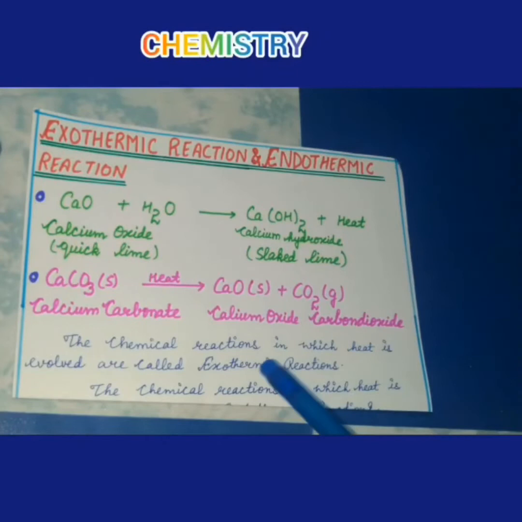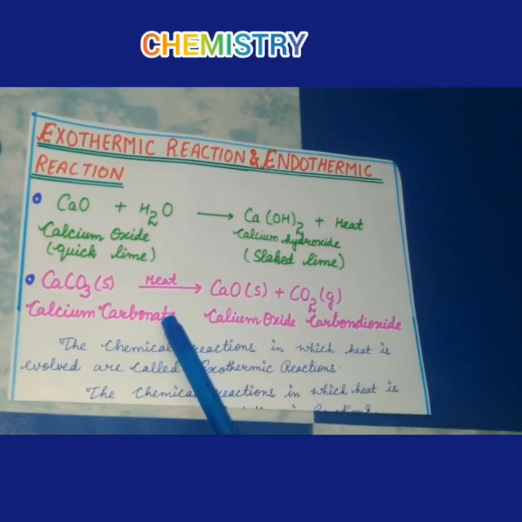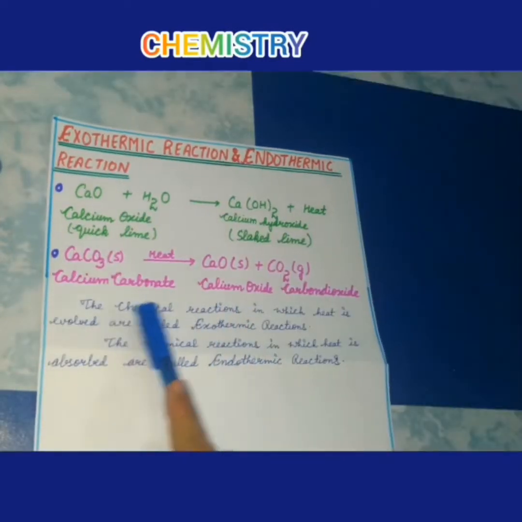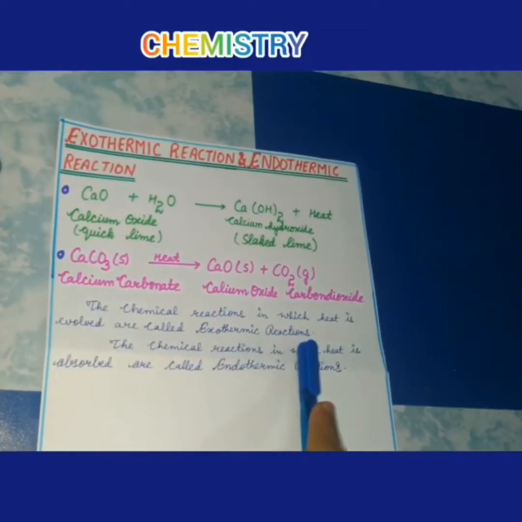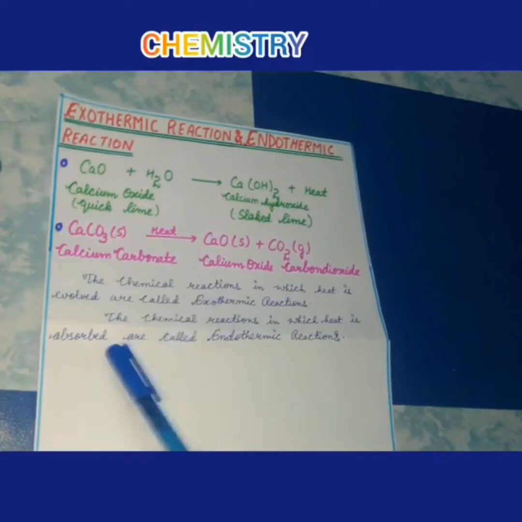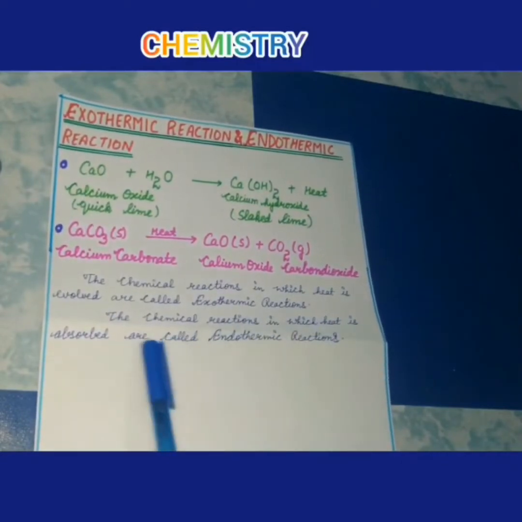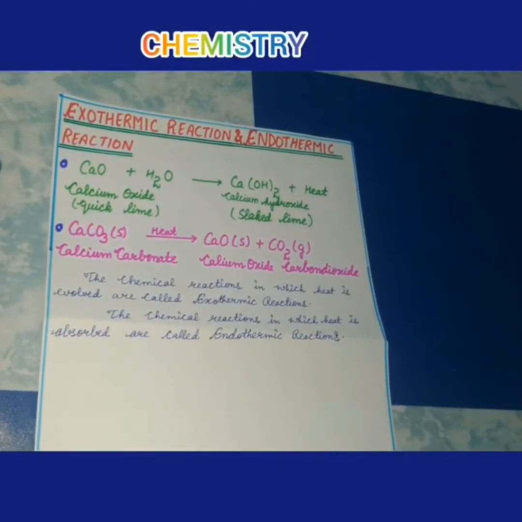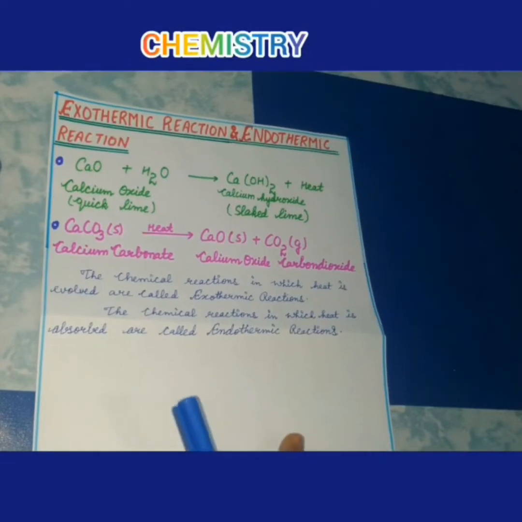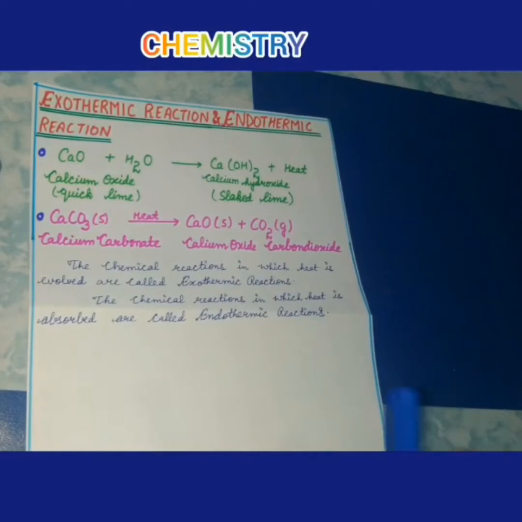So students, there will be some reactions in which heat is evolved and in some heat will be absorbed. So students, the chemical reactions in which heat is evolved are called exothermic reactions, and the chemical reactions in which heat is absorbed are called endothermic reactions. Exo means giving out and endo means absorbing. Okay. Now let us concentrate on exothermic reactions first.